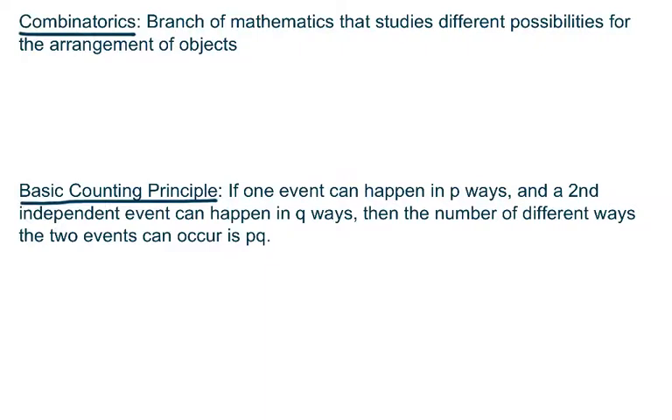Either one is applicable. The basic counting principle says this: if one event can happen in P ways and a second independent event can happen in Q ways, then the number of different ways the two events can occur is PQ, or P times Q. And the key word here is independent. If they are independent of each other, then we can use the basic counting principle.